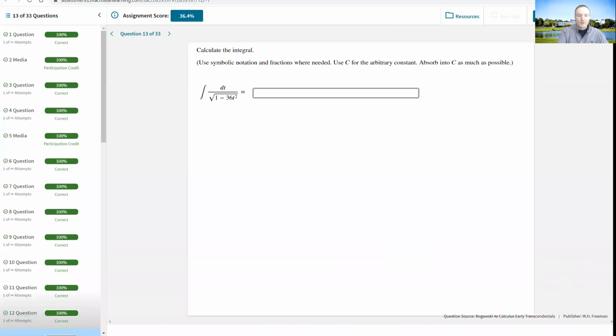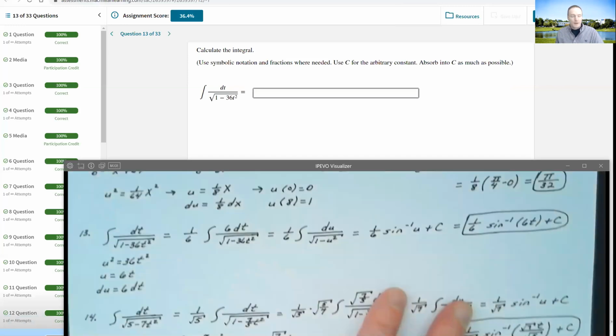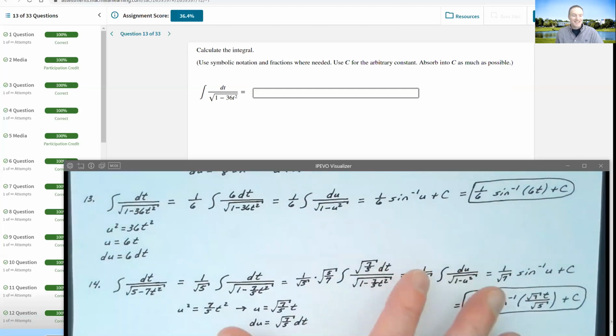Okay. Coming up next, we have to integrate dt over the square root of 1 minus 36t squared. As soon as you look at this problem, you're supposed to be thinking, okay, this is some version of an inverse sine integral, because the inverse sine would be 1 over the square root of 1 minus t squared. That'd be the inverse sine of t. So I have that 36 in there. Well, all right, that's in the way.